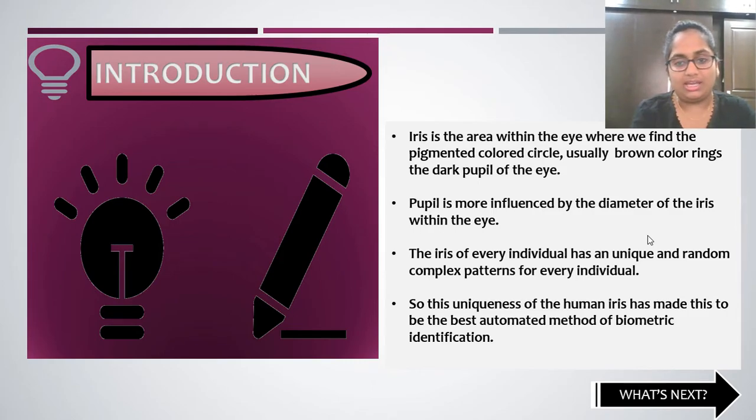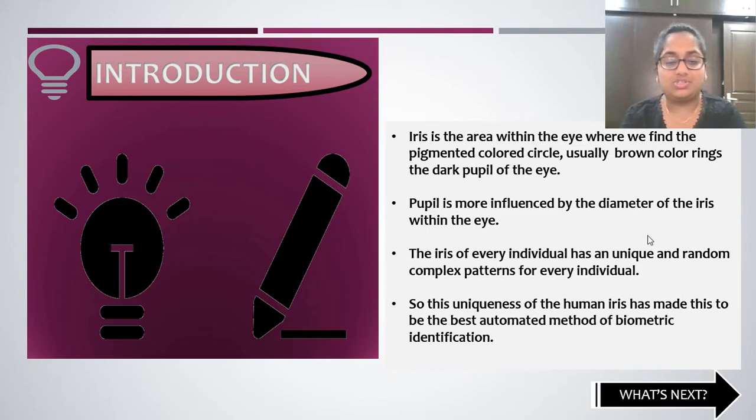resides within our eye, where we also find a pigmented colored circle which is usually surrounded by one circular parameter which is in dark brown color or either in a dark blue color. So the pupil is one such thing which is present under the inner diameter of the iris, and the pupil is very much influenced by the diameter of the iris.